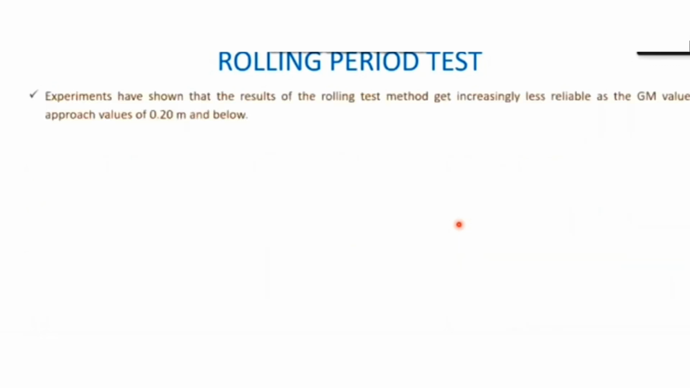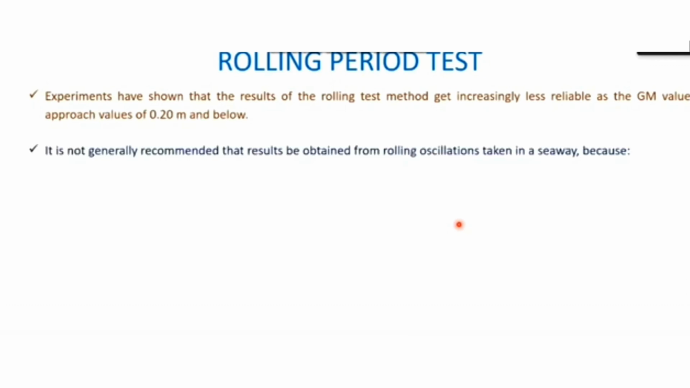Experiments have shown that results of the rolling period method get increasingly less reliable as the GM values approach low. They tend to be low. That means if they get to 0.2 and below, the results of the rolling period test become more and more unreliable. It is not generally recommended that results be obtained from rolling oscillations taken in the seaway. Why? Because in the seaway, she will be under the influence of waves, her own propulsion effect, and all those things will be there. Exact coefficients for tests in open waters are not available.